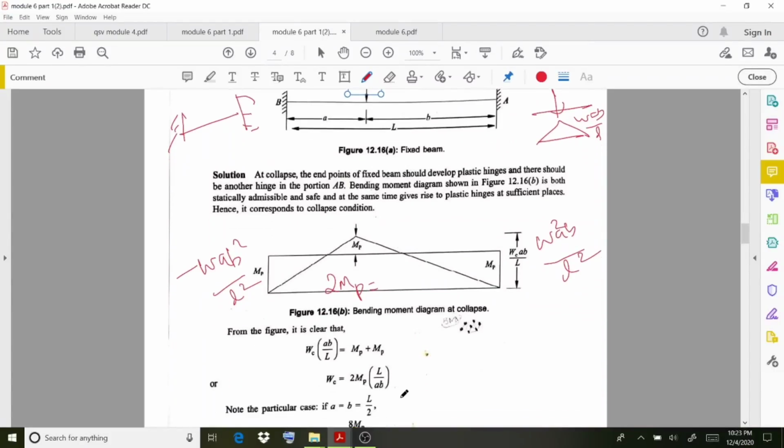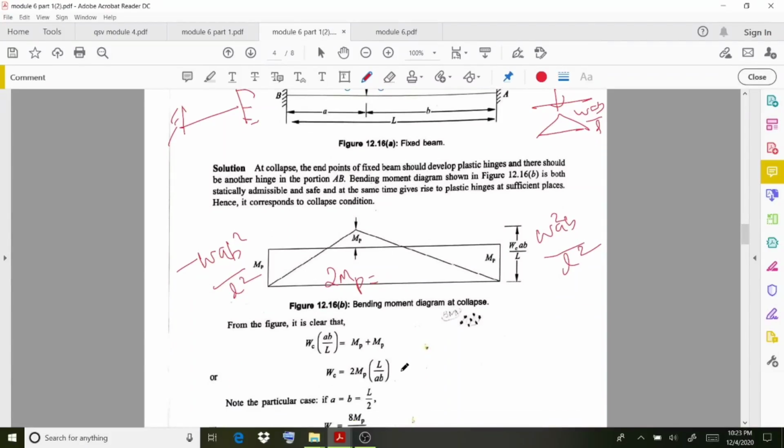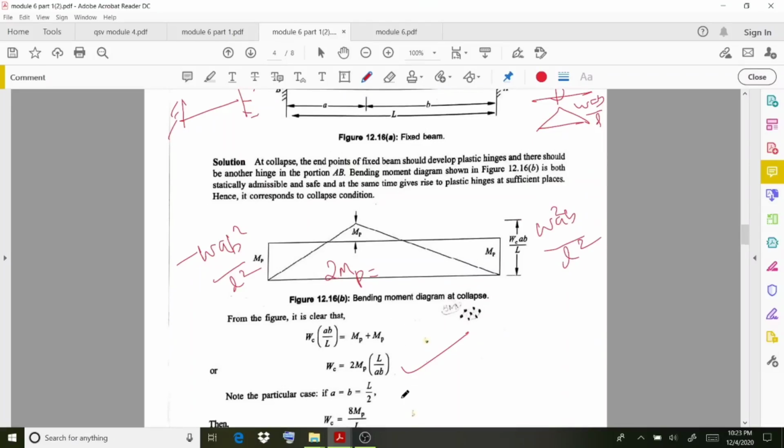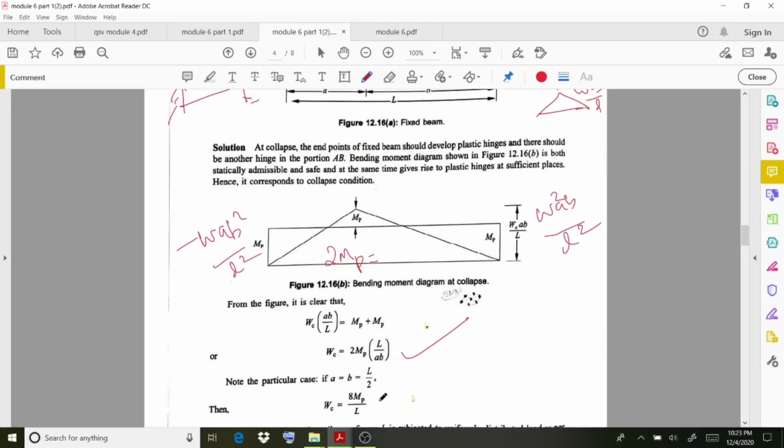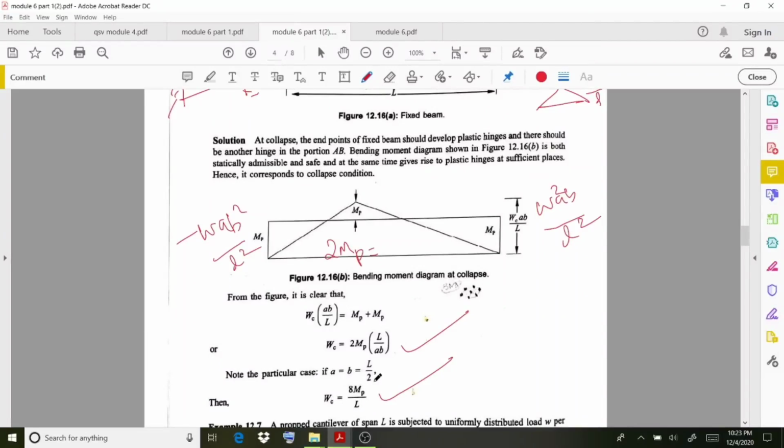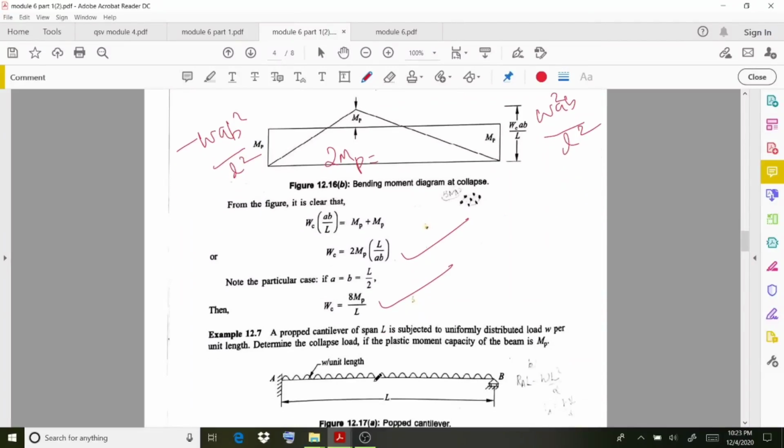Then if you equate those values, you will get the equation. The collapse load is 2 MP multiplied by L by a b. That's the case. And if the point load is acting at the center, then if you substitute those values, you will get 8 MP by L. So Wc equals 8 MP by L. That's the case regarding this question.